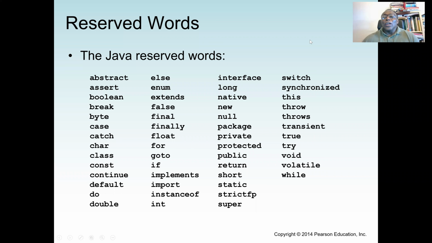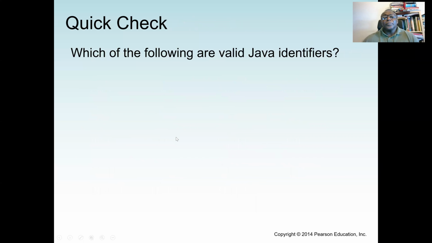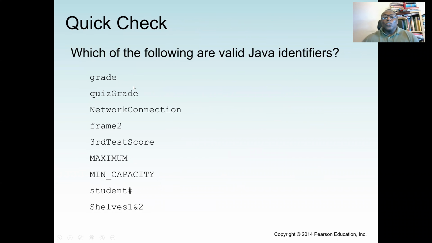So again, we cannot name any identifier using the Java reserved words. All these words mean something to Java. Now this is a quick check. Which of the following are valid Java identifiers?